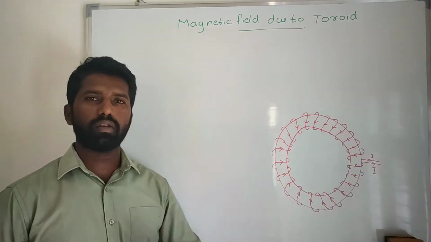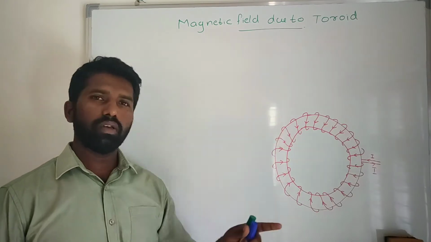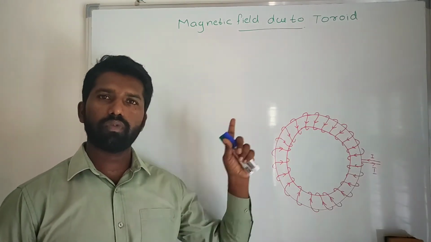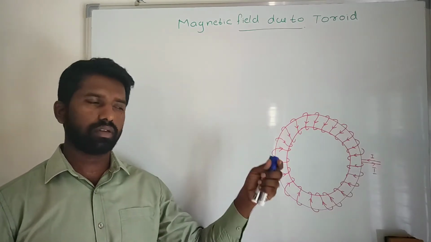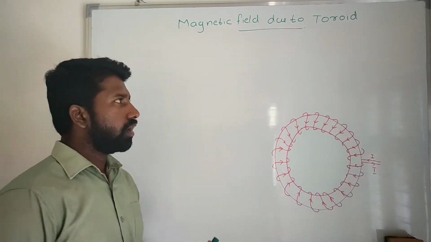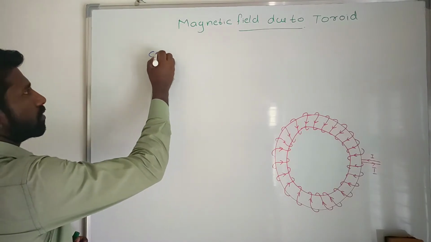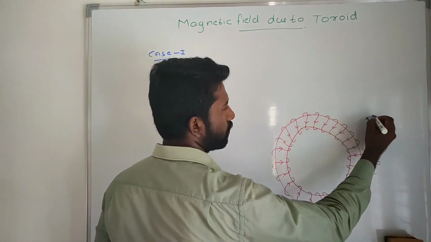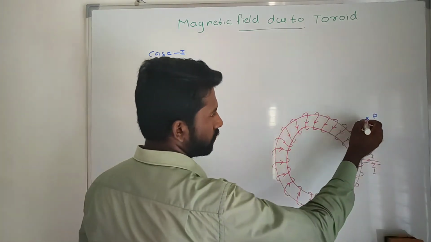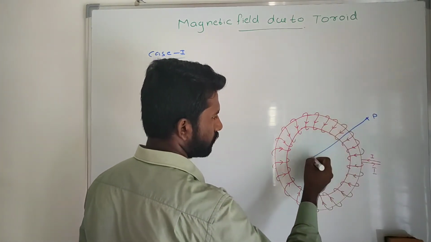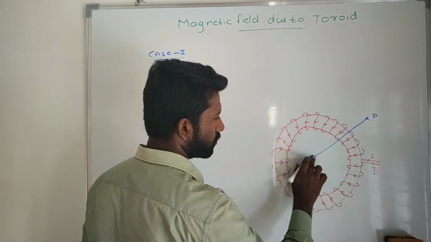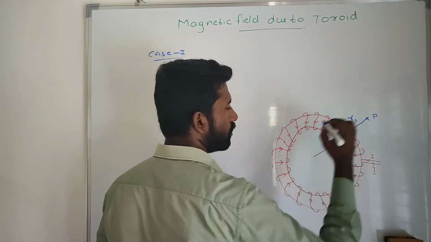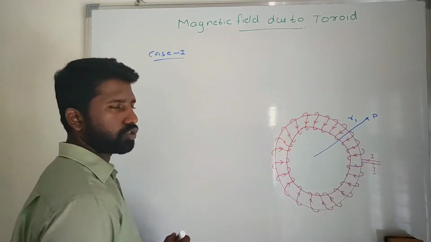What about that magnetic field value? We will see. We are going to apply Ampere's circuital theorem and find the magnetic field. So, I am taking three cases. In the first case, the point P is here. That point P is at distance R1 from the center of the toroid.